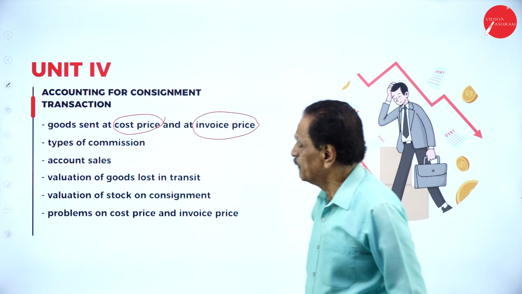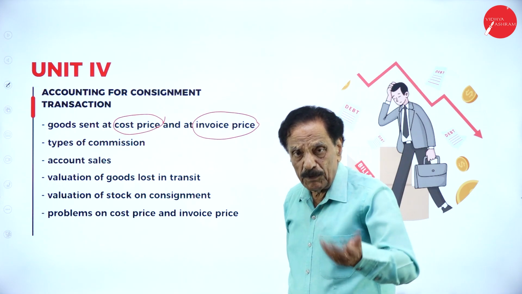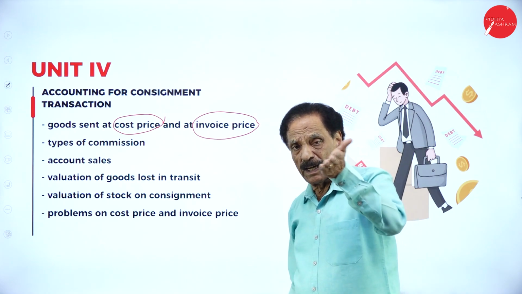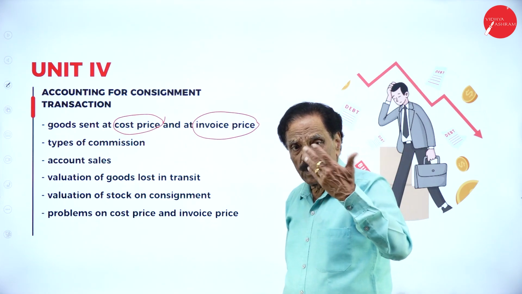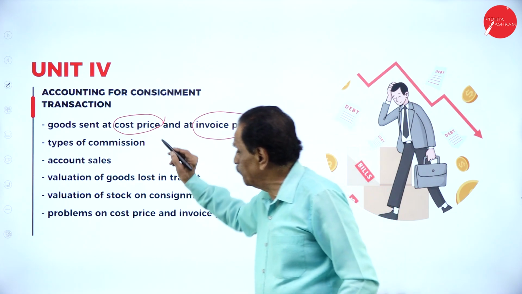Both probably contain types of commission. How much commission will come? Commission is payable by the owner, the consignor, to the consignee. What are the types of commission?